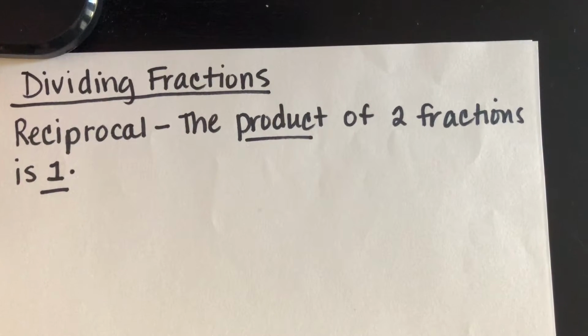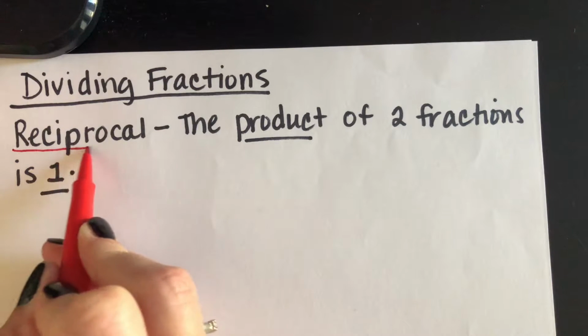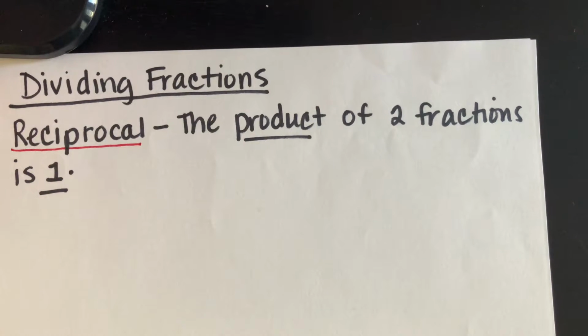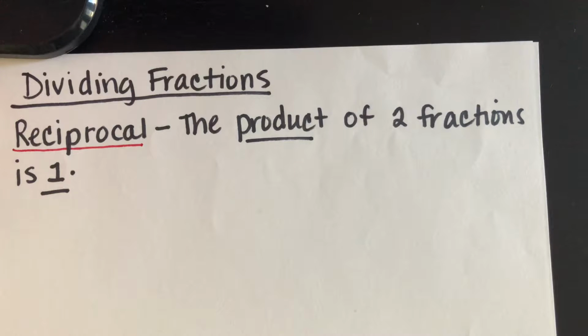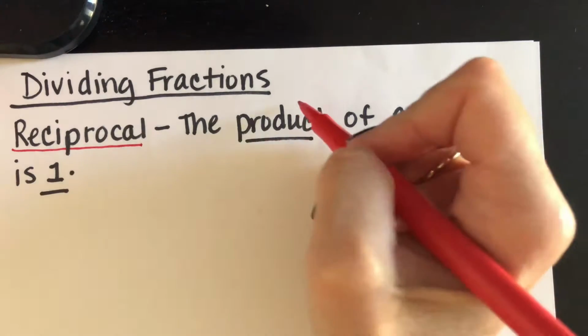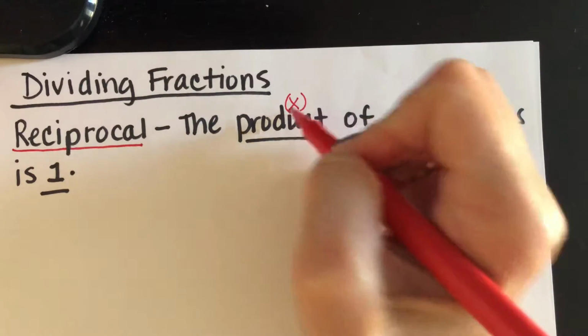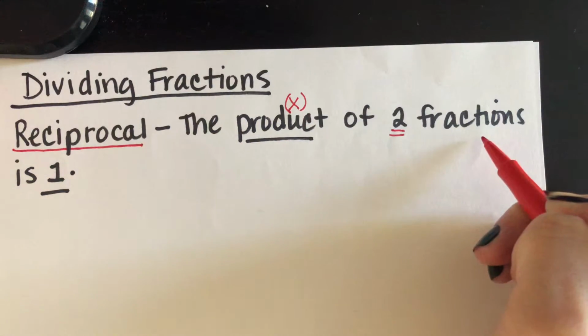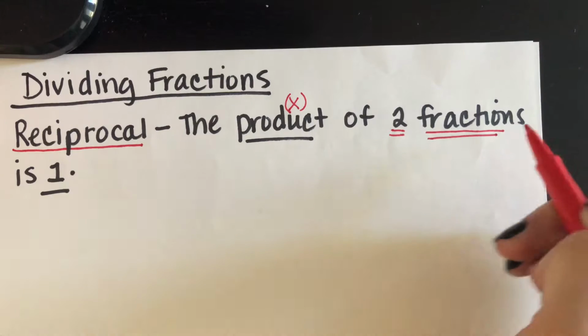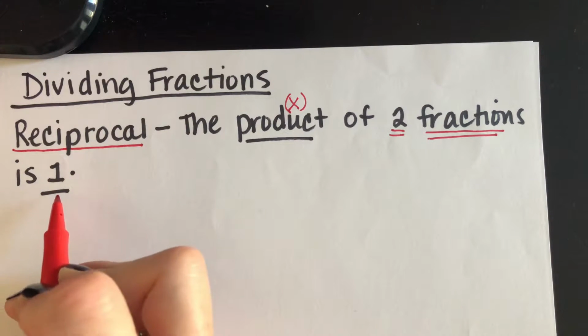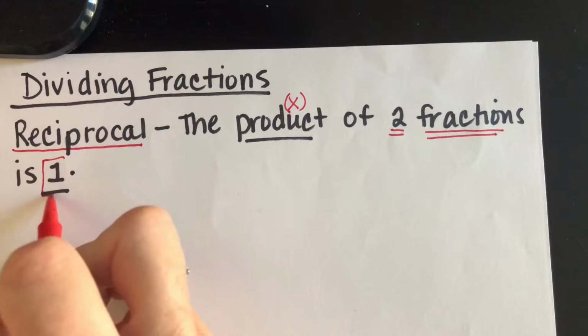Today we're going to learn how to divide fractions, but before we do, I want to talk about the word reciprocal. If you still struggle with the word reciprocal after this video, please go back and watch my video on reciprocals under the video section in our Google Classroom. A reciprocal is the product, which means multiplication, of two fractions, and it is 1, so the answer has to equal 1.